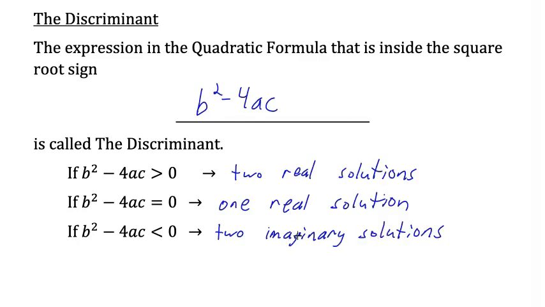Now remember, one important thing this information tells us is how often the parabola crosses the x-axis. So if we have two real solutions, remember that means the parabola crosses the x-axis twice. If we have one real solution, that means the vertex of the parabola is right on the x-axis. And if we have two imaginary solutions, well, that means the parabola never crosses the x-axis.